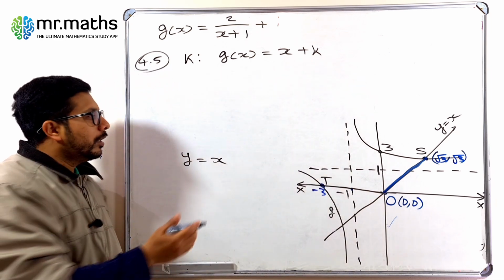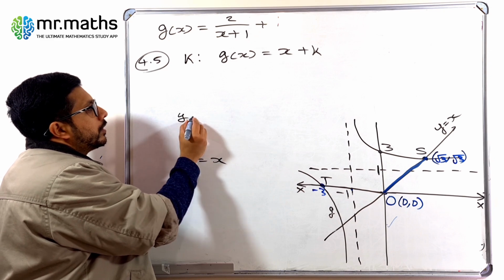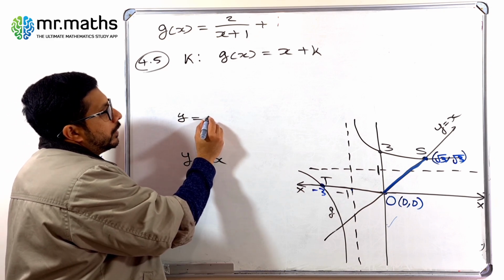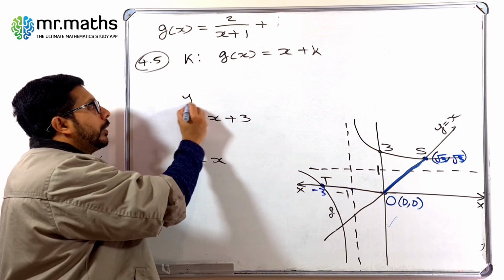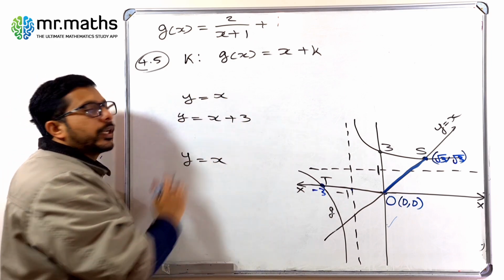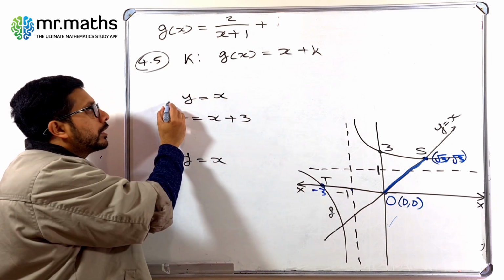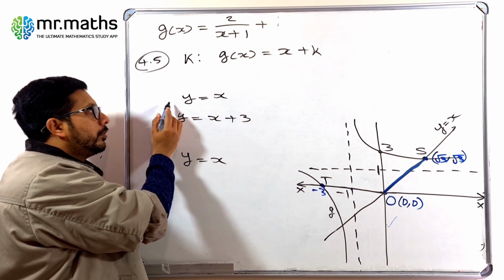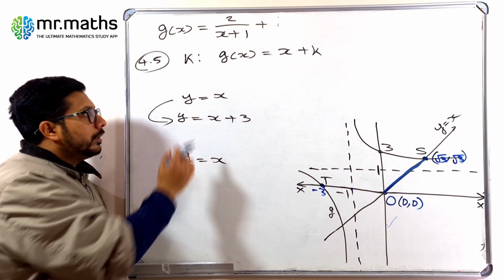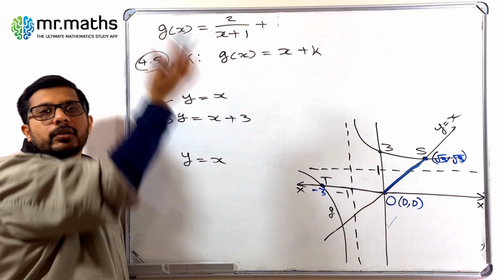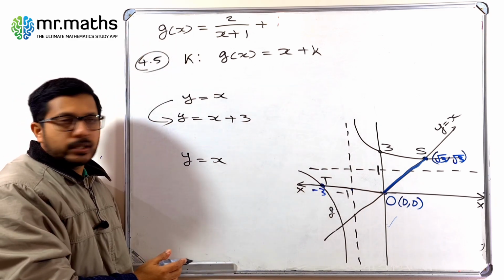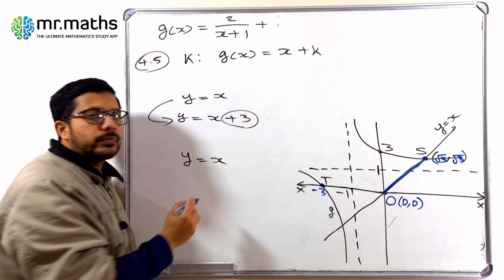Plus k is, for example, y is equal to x plus 3. So y is equal to x and y is equal to x plus 3. What happened to this y is equal to x equation to get this one? This graph y is equal to x is shifted 3 units upwards. Am I right? Okay, so this plus k stands for the shifting.